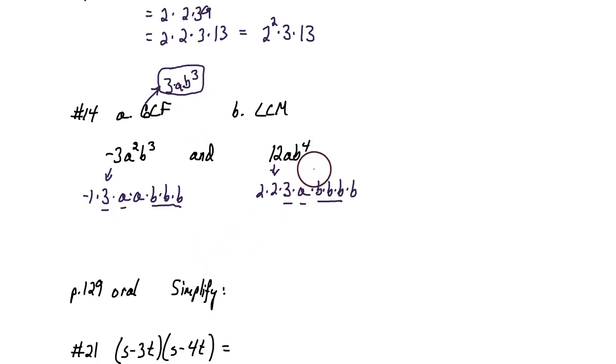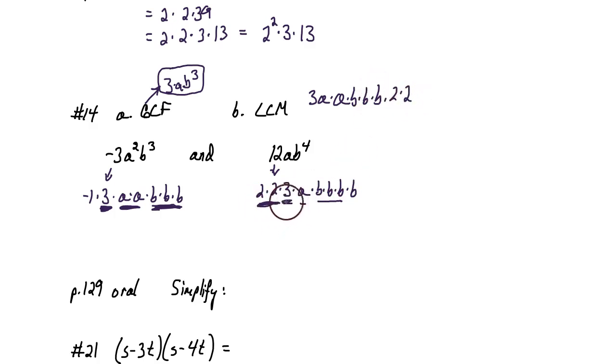Now let's find the least common multiple. Least common multiples are always positive, so we can ignore this -1. From the first number, we're going to take the 3. And we're going to take a pair of A's. And we're going to take 3 B's. Now go to the other number and write down any factors we haven't yet used. We haven't used these 2 2's.